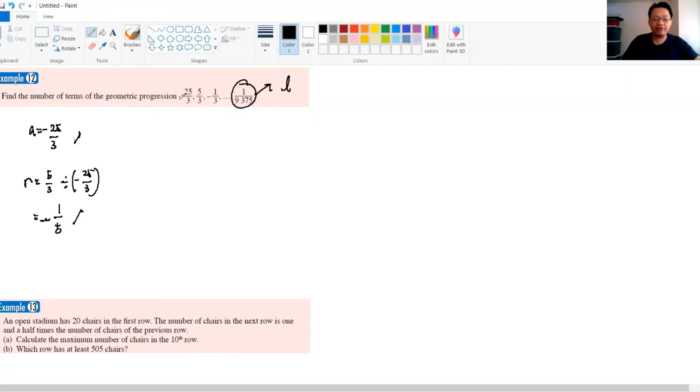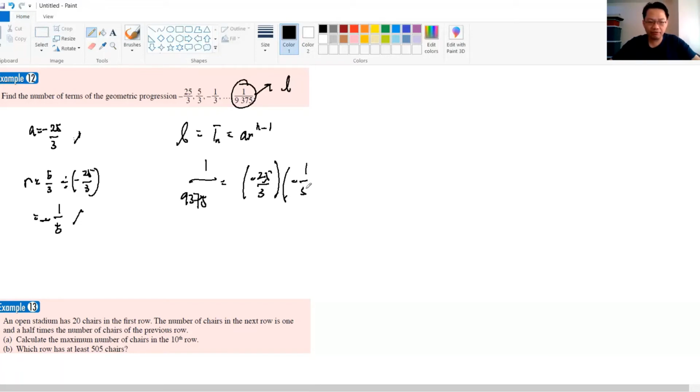Now we want to find the final term, how many terms we have here. So we know the last term here, so L equals to Tn. Then we want to find n, which equals AR to the power n minus 1, the general formula. So Tn, which equals this value, 1 over 9375, equals A, negative 25 over 3, R negative 1 over 5 to the power of n minus 1.